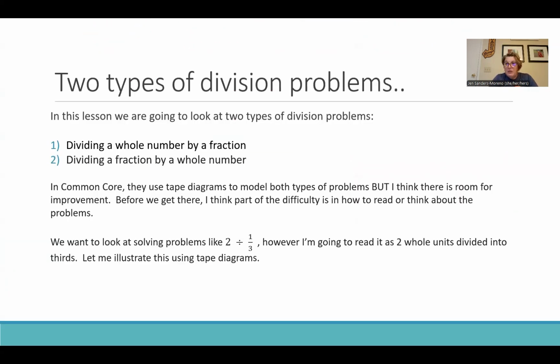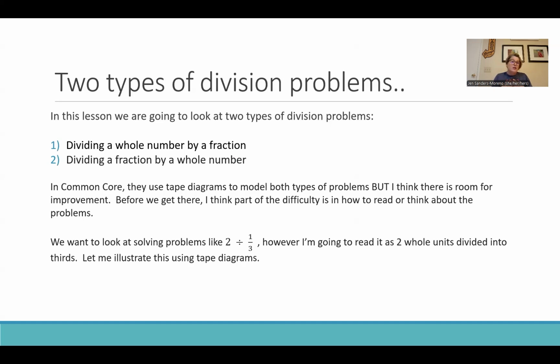So the two types of division problems we're going to look at today are dividing a whole number by a fraction and then dividing a fraction by a whole number. Common Core uses tape diagrams to model both. I do like it for the first. I feel like there's some room for improvement in the second. So you're going to see me actually teach the dividing a fraction by a whole number differently than what's in the Common Core textbook. And you can decide if you like it or not. But yeah, I'll just show you my interpretation of it.